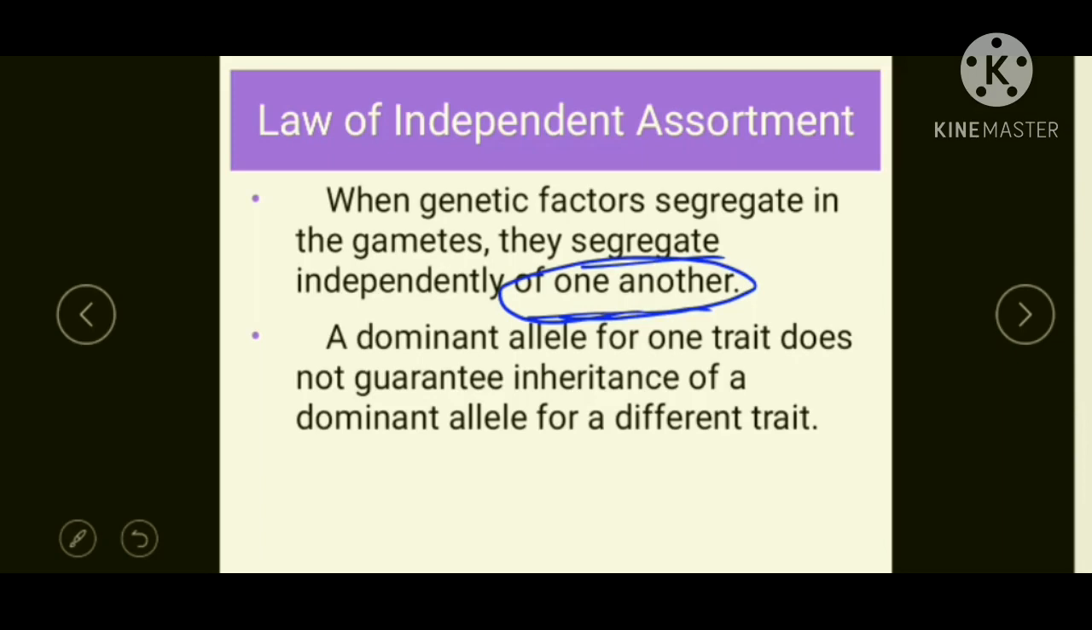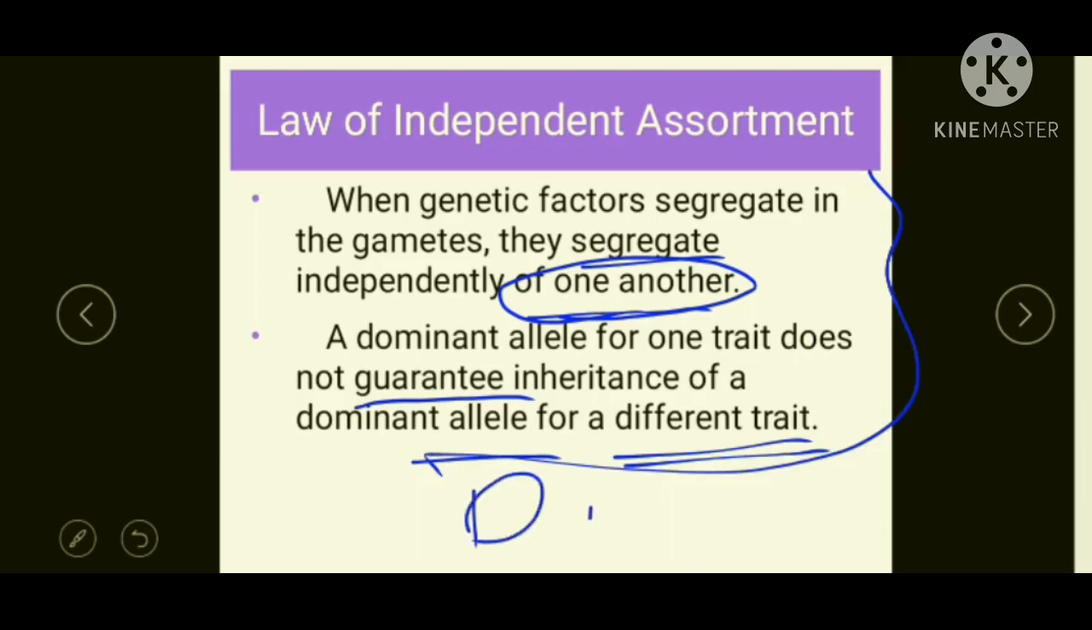A dominant allele for one trait does not guarantee or determine the inheritance of a dominant allele of a different trait. For example, the law of independent assortment is done on the dihybrid cross, not on the monohybrid cross. This is very important in the dihybrid cross. It is impossible in the monohybrid cross. Why?